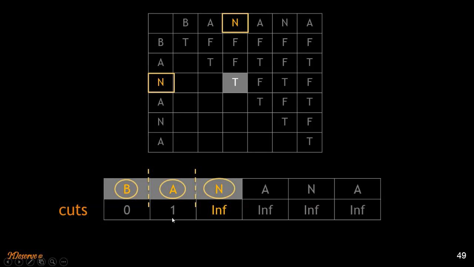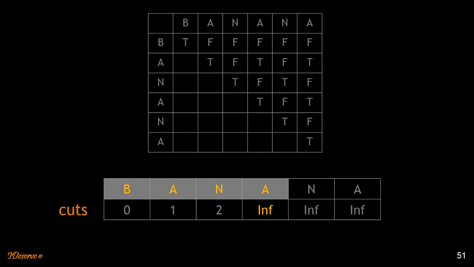So we add 1 to this because BA requires 1 cut to be split up into a set of palindromes, which is here. We add 1 to that so that we get a set of palindromes for the whole string BAN. So this is basically reusing the values that we have computed before. So we are applying dynamic programming here. Let's move ahead to substring of length 4.